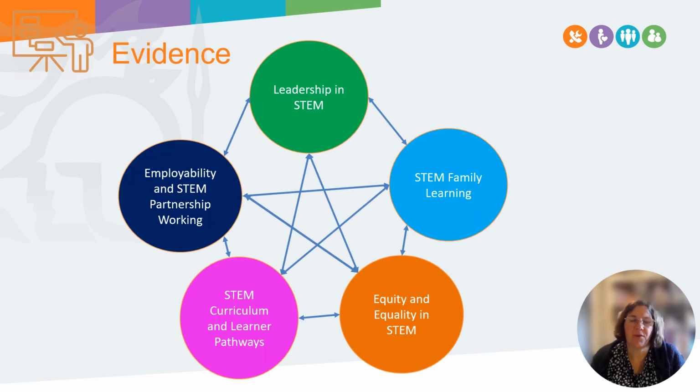As you go through the process of collecting evidence for other elements of the award, you'll begin to see that some elements are interlinked. You might be able to use the same evidence for more than one element. For example, you might have involved partners in a family STEM learning event. This can be used as evidence for both the STEM family learning element and the employability and STEM partnership working element of the award.